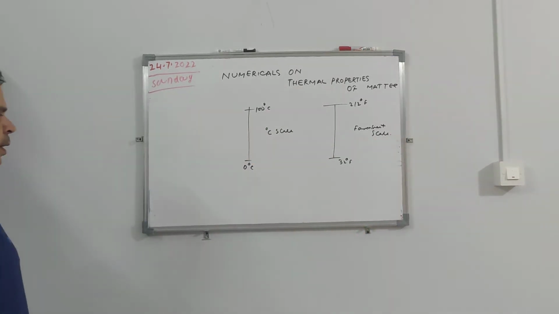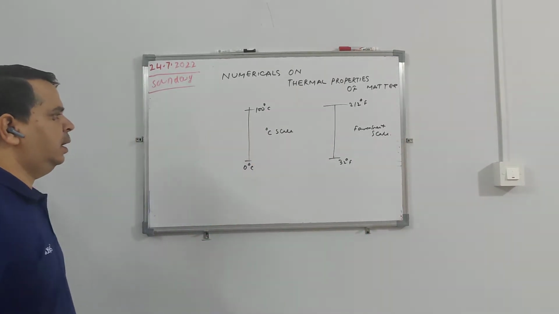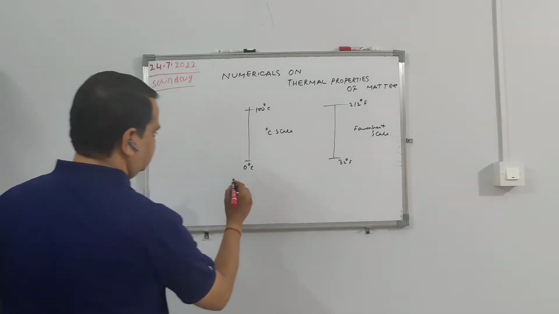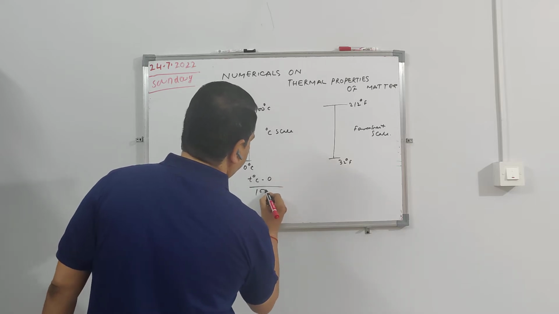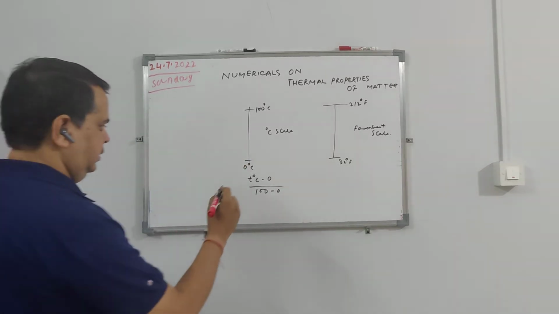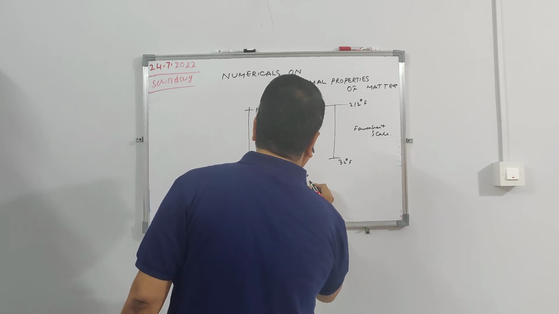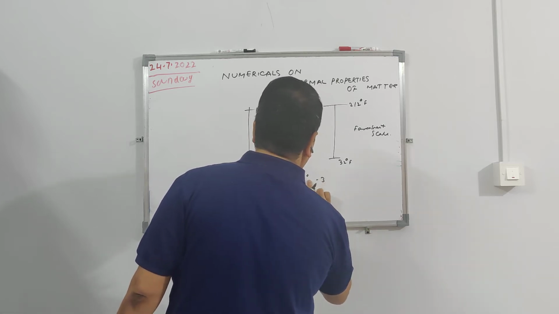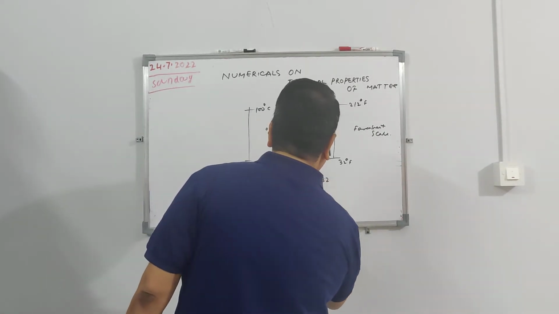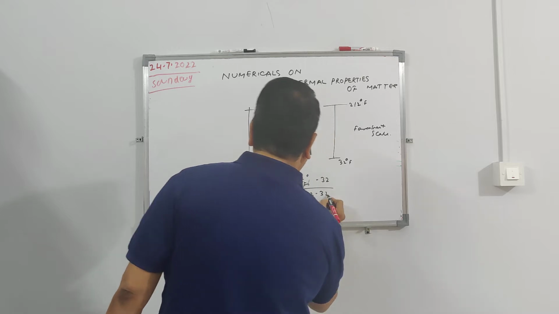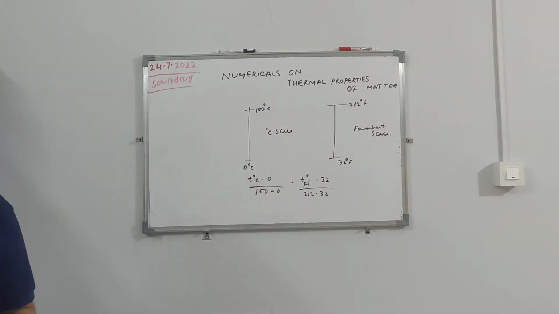The relationship between Fahrenheit and degree centigrade is written as: T degree centigrade minus 0 over 100 minus 0 is equal to temperature in degree Fahrenheit minus 32, because it is starting with 32, divided by 212 minus 32. With this we'll do one numerical which has come in one of your JEE exams.